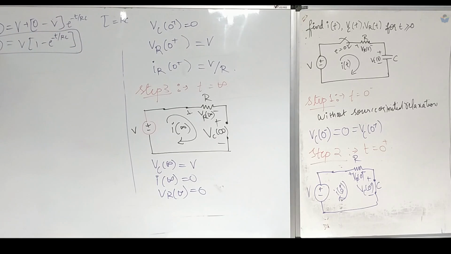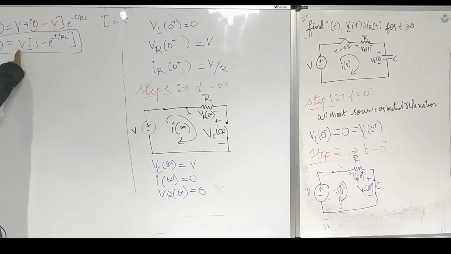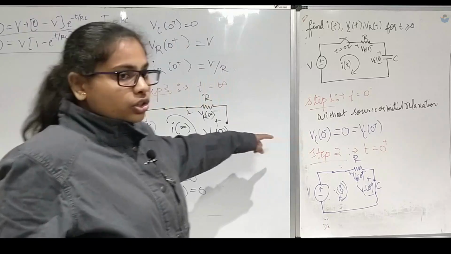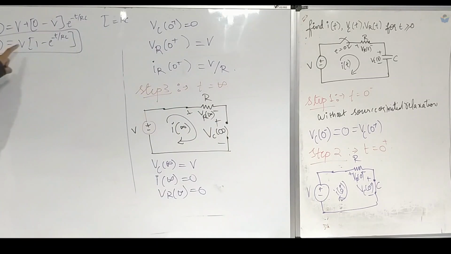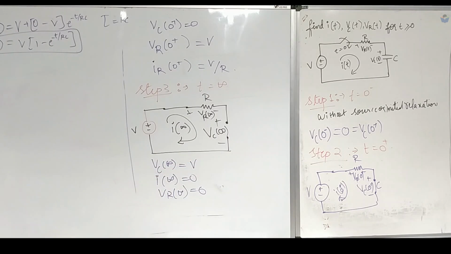Now substitute t equal to 0 in this one. When you substitute, 1 minus 1 will be equal to 0. So 0 into V is 0. So this satisfies this condition. Put t as infinite, then the exponential term will be 0, so the whole term will be 0. So Vc of infinite will be equal to V. Okay, so at any condition you can use this formula.